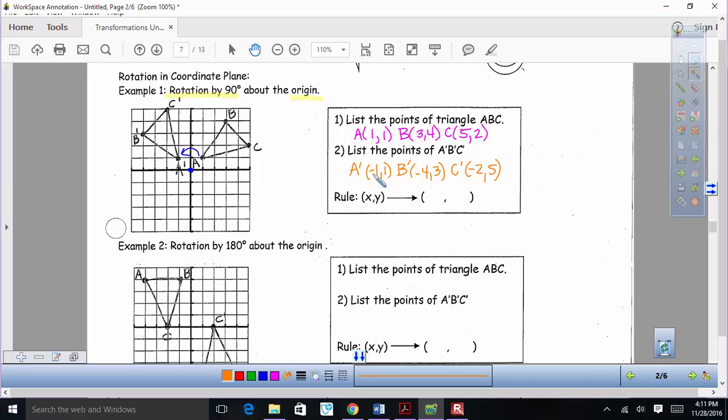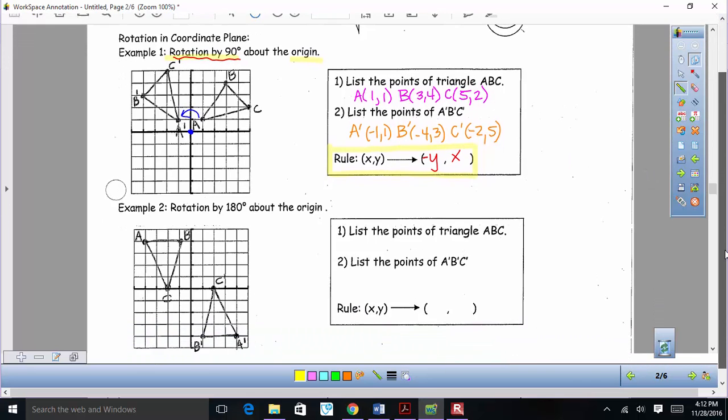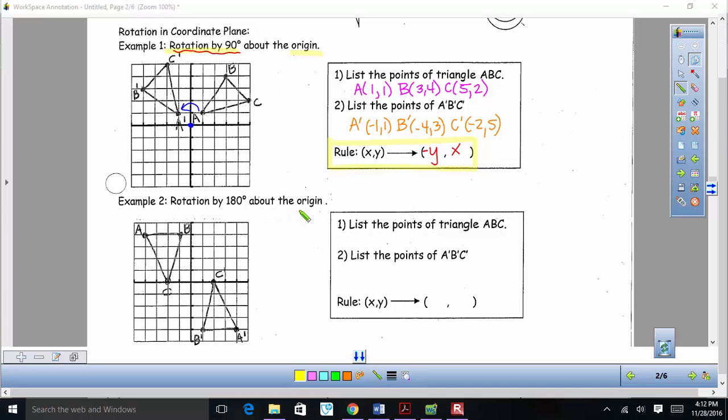So it appears that our rule for rotating 90 degrees is going to be that we swap our x and y, and the y then becomes negative. These are rules that you're going to end up having to memorize, but I just wanted to show you how to find them. So let's look at rotating around the origin by 180 degrees.